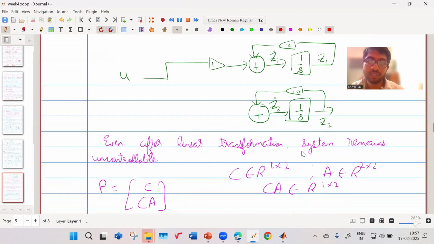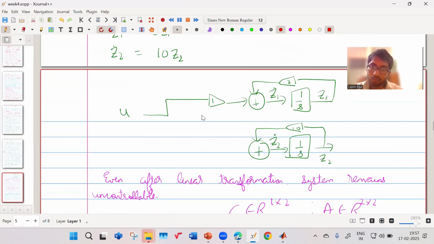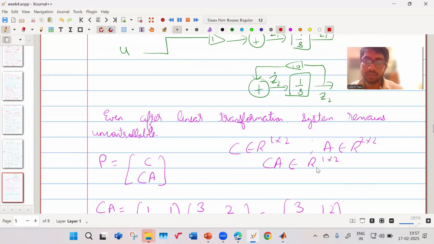Okay. And then when you convert to Jordan form, you can actually see that U is connected to Z1, but U is not connected to Z2. If you are able to visualize, you can actually observe that. That's the power of Jordan form, right? So even after linear transformation, the system remains uncontrollable.